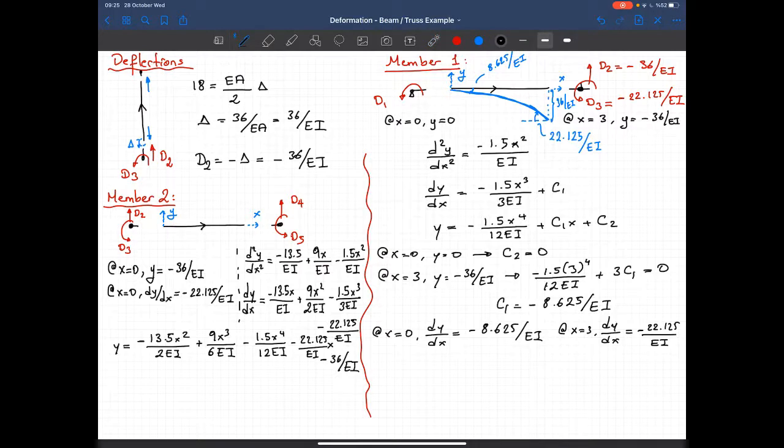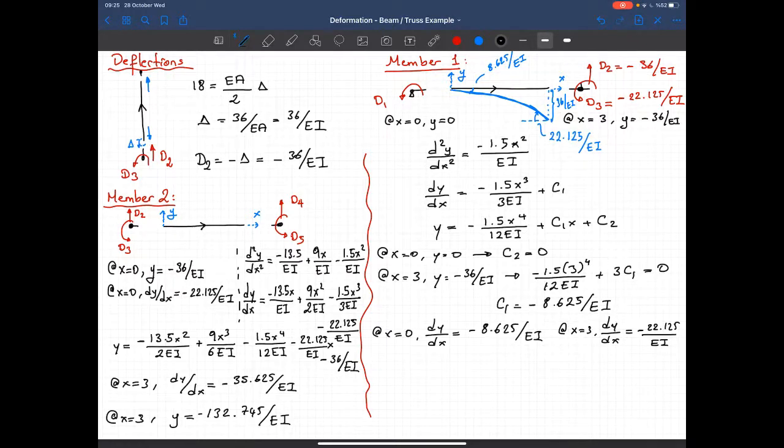So you just use these two equations. You just put x as equal to 3. Then we will obtain the rotation as equal to minus 35.625 divided by EI at x is equal to 3. Now we will use the second equation. We obtain the transverse displacement as minus 132.745 divided by EI. Okay?